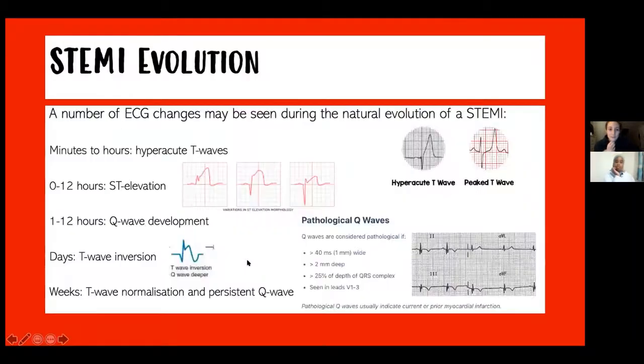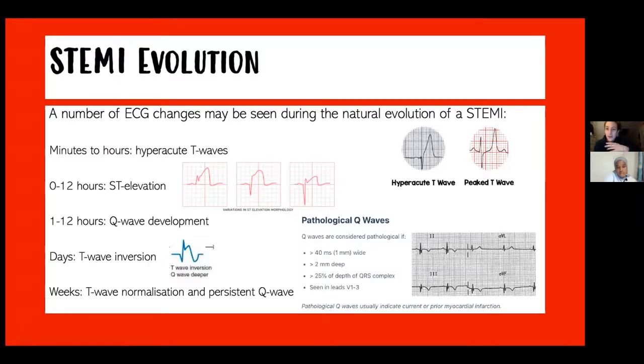So this is just for completeness. I don't think they'd ask this in finals, but your ECGs will evolve over time if you're having a STEMI. So the first thing you will notice, it could be before the ST elevation has even evolved, is you can have hyperacute T waves. These are different to peaked T waves, or tall tented T waves associated with hyperkalemia. They're these large wide T waves here. So I've just included this photo which shows the two next to each other.